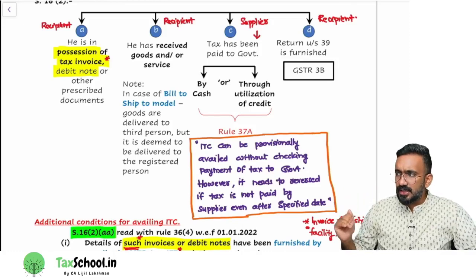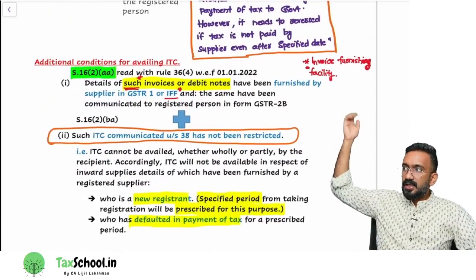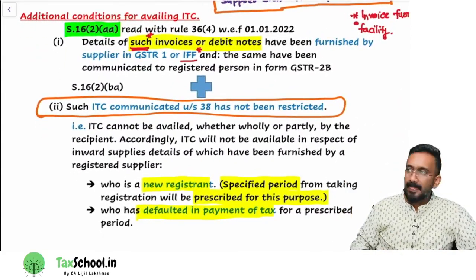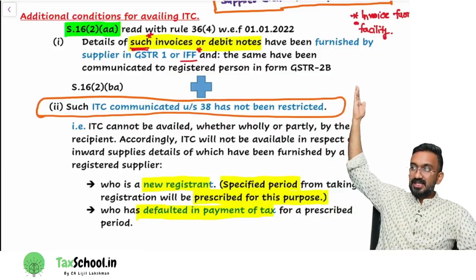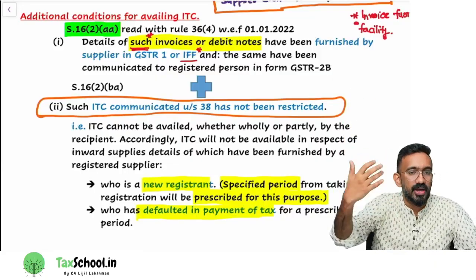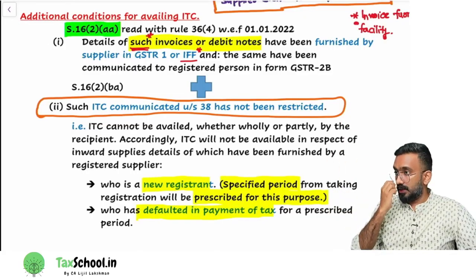Now let's look at an additional condition that we have called 16(2)(aa). You can see here. They're saying that it is not enough that you're in possession of the invoice. There's an additional condition which is kept as a cross-checking mechanism. There's an amendment here also in terms of the format of invoice and everything, which we will discuss in detail. So look at this.